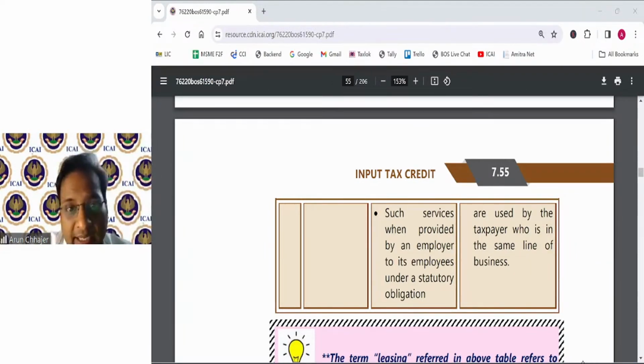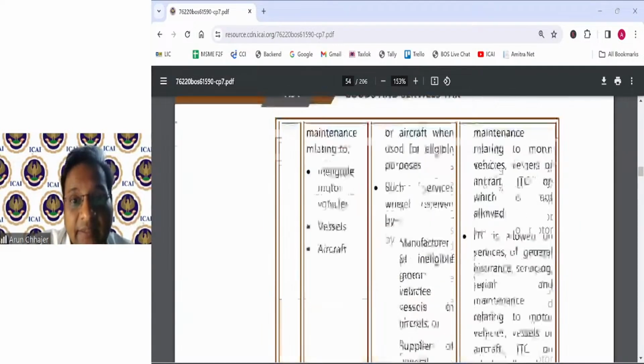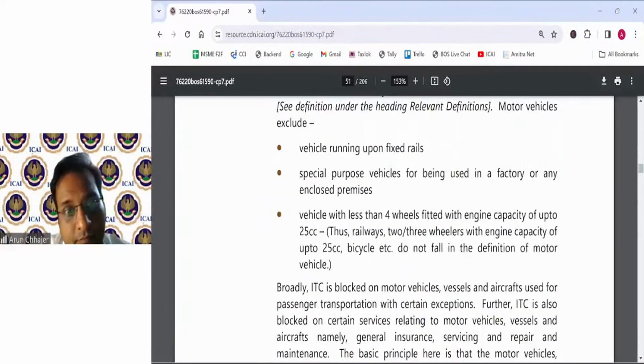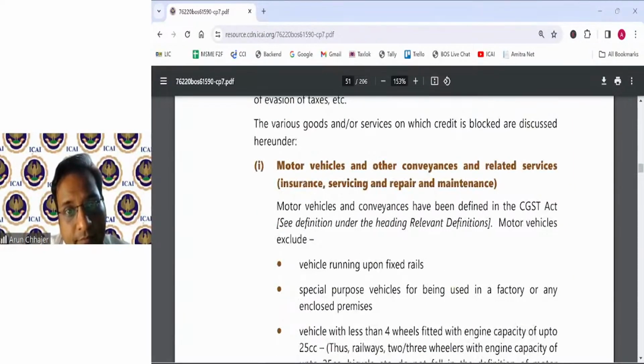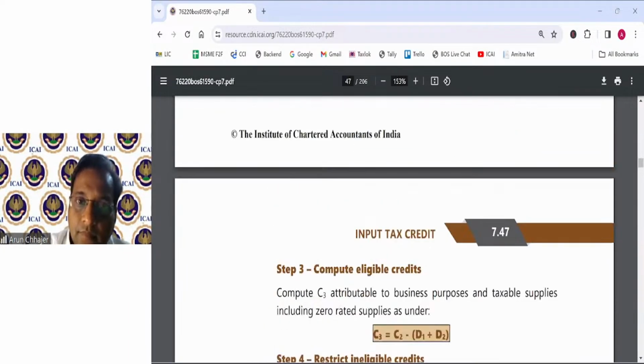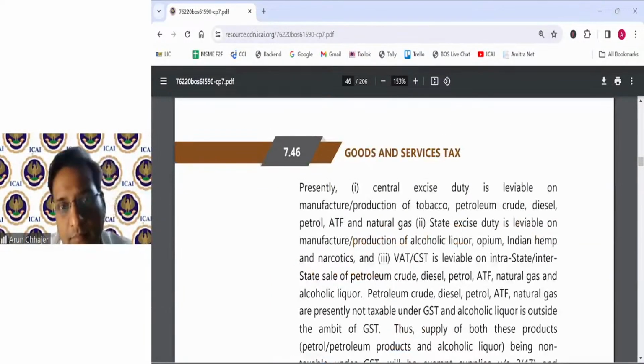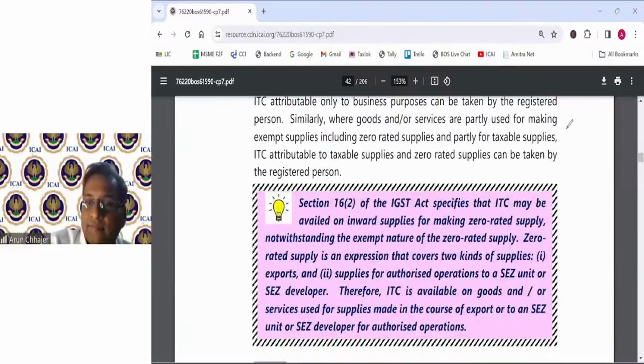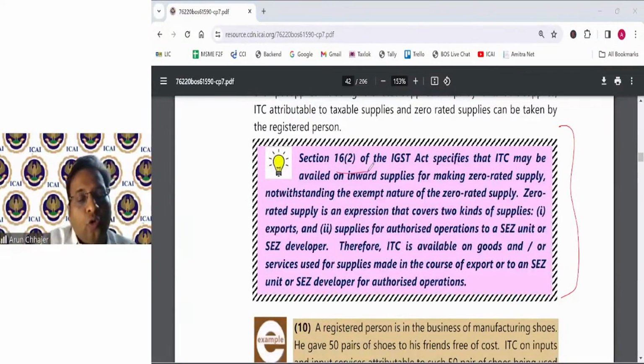One more point I would like to highlight will come again at this page. Read this. 16.2 of IGST, point to be noted, IGST. It says that ITC may be allowed.